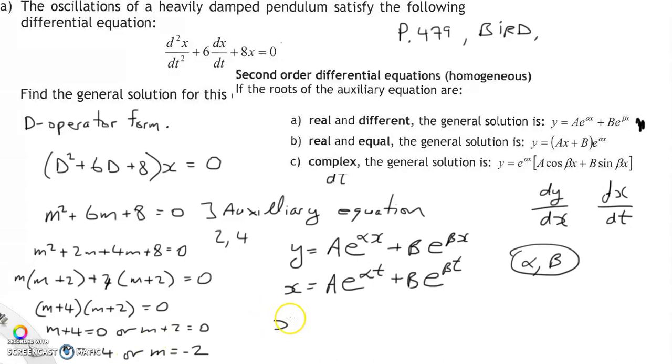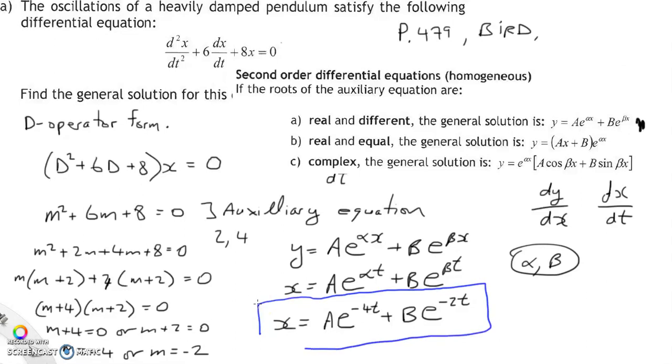So we can write our general solution as x equals A e to the power of -4t plus B e to the -2t. And I'm looking at the book, and it's very similar to this. That's our general solution for that equation up there.